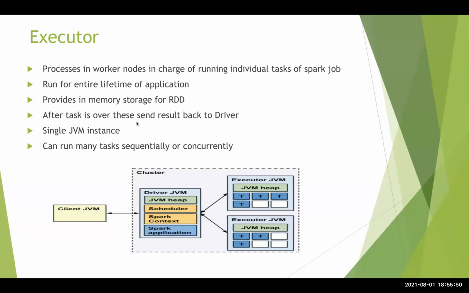After the task is over, these send the result back to the driver. One executor, you have to remember, is one JVM instance. The different tasks inside the JVM instance are multiple threads running inside the same JVM. It can run many tasks, as we discussed, sequentially or concurrently. If it has resources in terms of memory and CPU to run tasks in parallel, it will run them in parallel. If the JVM doesn't have that many resources, then the tasks will run sequentially. So this is about the executor.